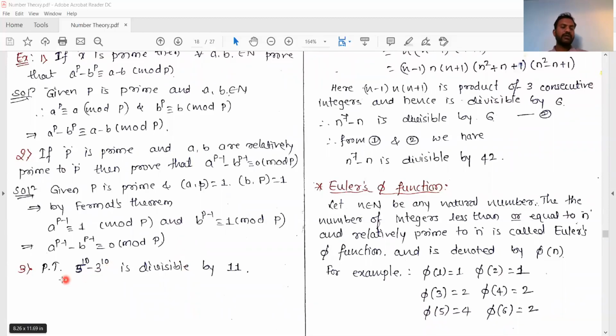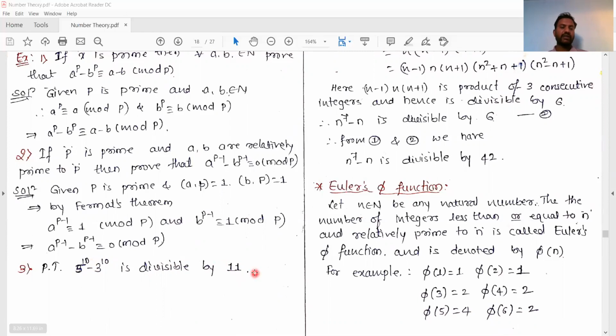Next example, prove that 5 raised to 10 minus 3 raised to 10 is divisible by 11. Now see here, 11 is a prime number, even 5 is a prime, 3 is a prime. So as they are prime numbers, these are relatively prime to 11. So you can apply the Fermat theorem here.